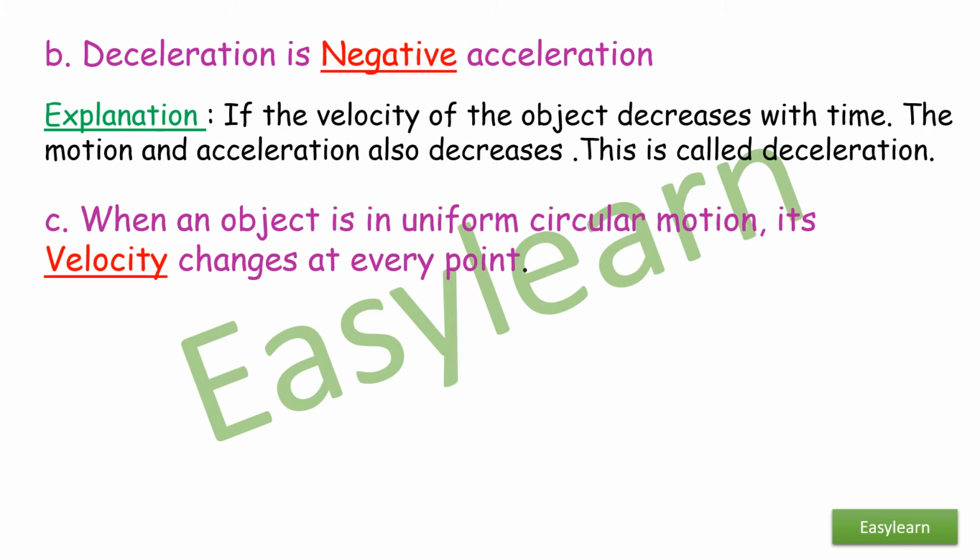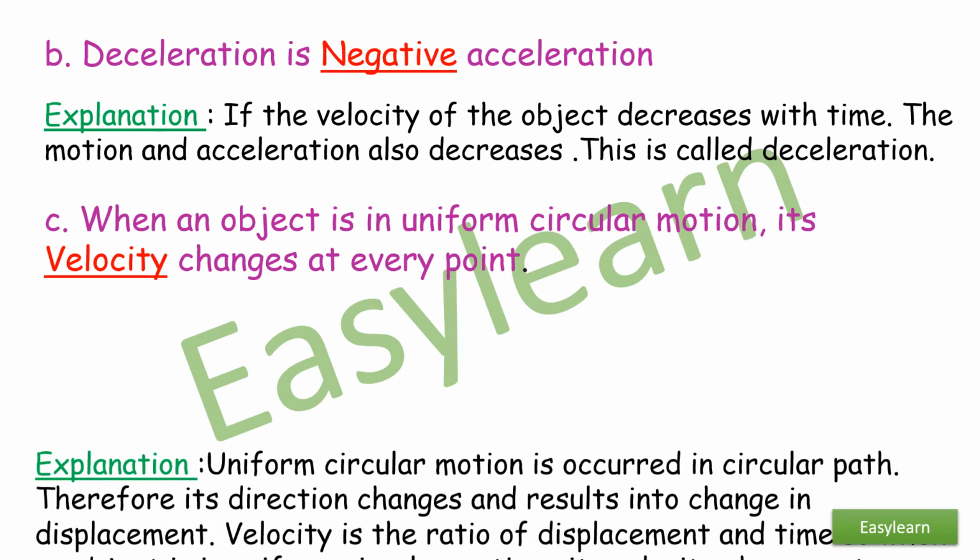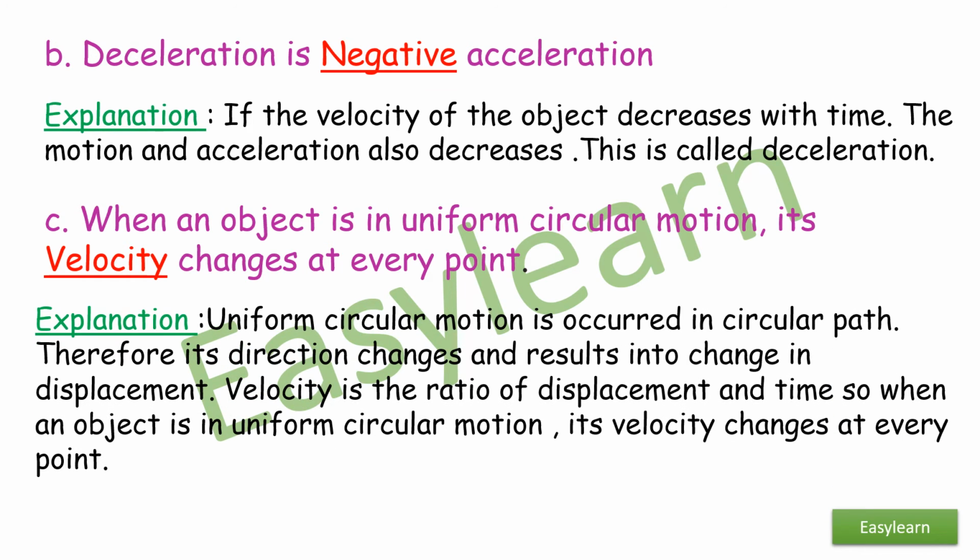C. When an object is in uniform circular motion, its velocity changes at every point. Explanation. Uniform circular motion occurs in a circular path. Therefore, its direction changes and results in a change in displacement. Velocity is the ratio of displacement and time. So, when an object is in uniform circular motion, its velocity changes at every point.